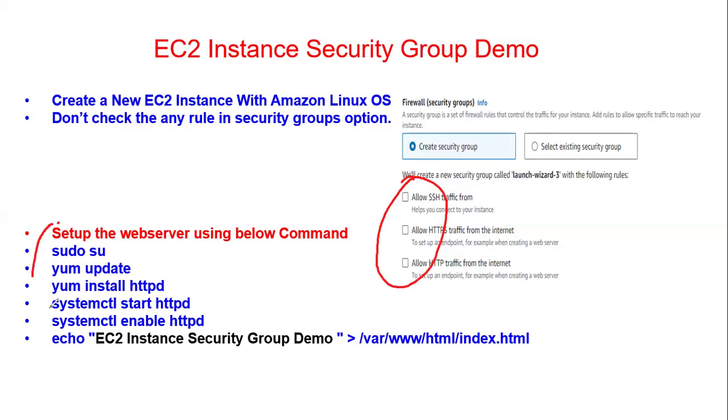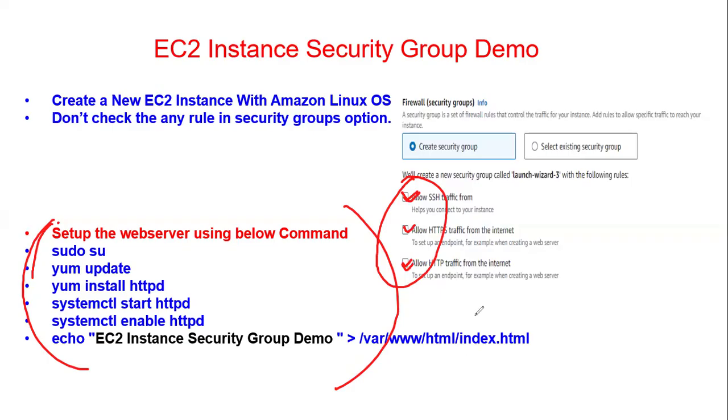First, we cannot access the server because SSH is not allowed. So we'll check this option, then we will run these commands. Then we'll try to access the website. The website will not open because HTTP is also not allowed. Then we will go to the security group and allow the HTTP and HTTPS options as well.